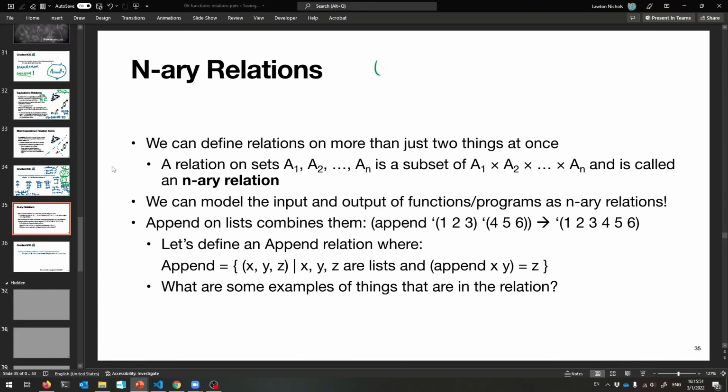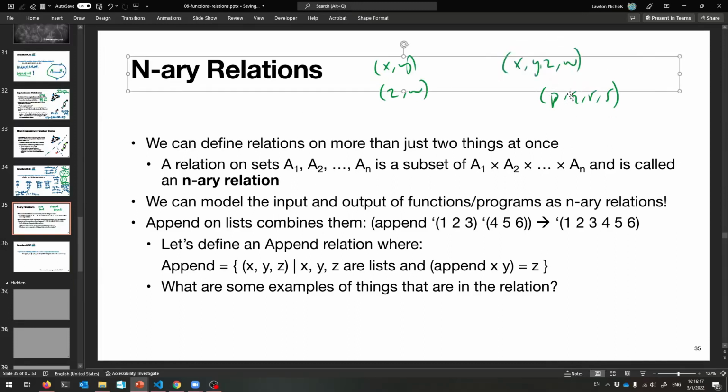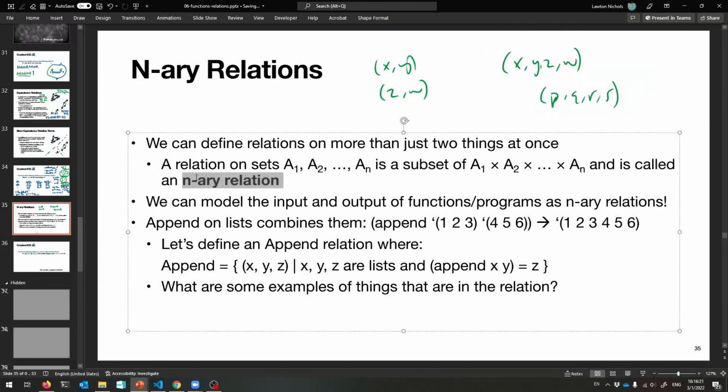So just like you can relate x and y, or z and w, you can also have a relationship between a bunch of things at once, like x and y and z and w. Those are all related to each other under a certain relationship. P and Q and R and S, those are all forming a relationship with one another. And that's all it is. That is an n-ary relation. It's interesting to think about.